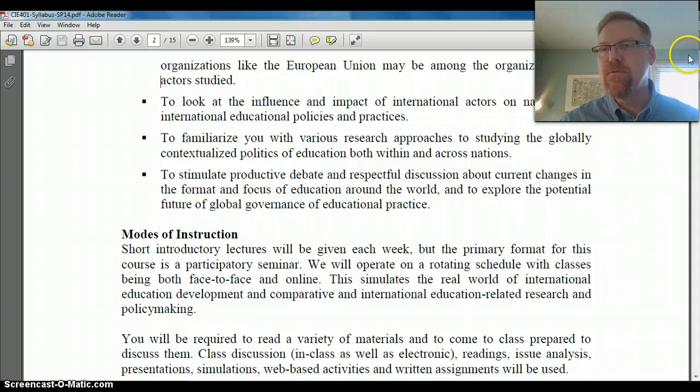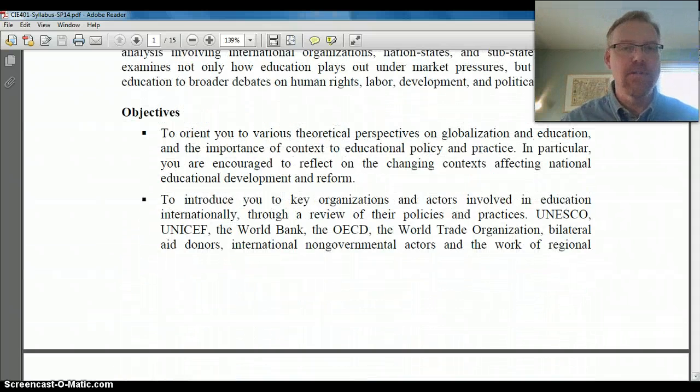Whoops, I scrolled a little too far. Let me go back up. Oh, it's because it switched pages.